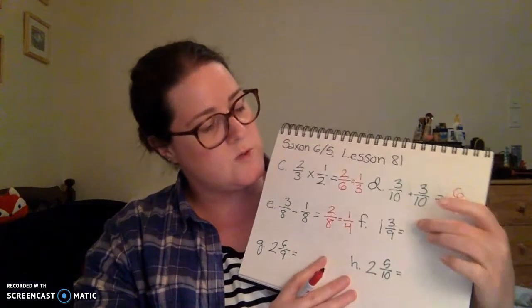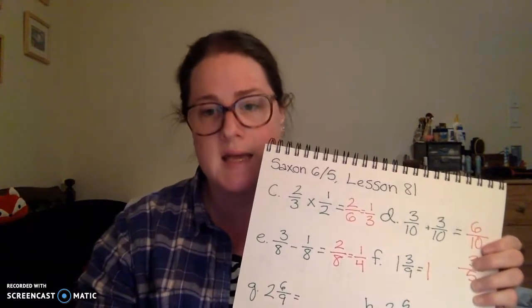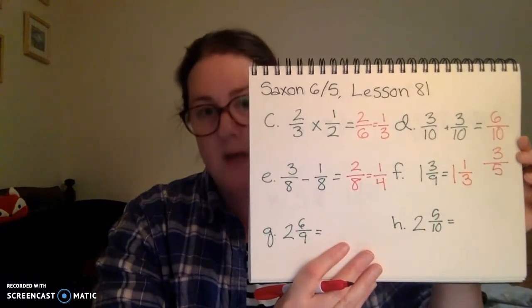Right. Starting with F, we're asked to rewrite each mixed number with a reduced fraction. Okay. So I have the mixed number 1 and 3/9. Okay, my whole number stays the same. I'm not doing anything to that. Not when I reduce fractions. 3/9 can be reduced. 3 and 9 can both be divided by 3. 3 divided by 3 is going to be 1. 9 divided by 3 is going to be 3. And I get 1 and 1/3.